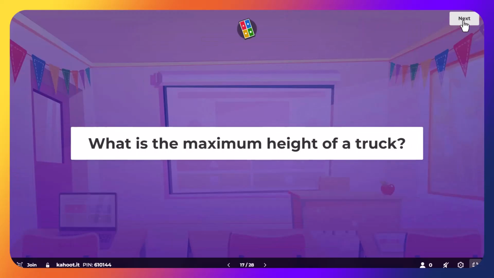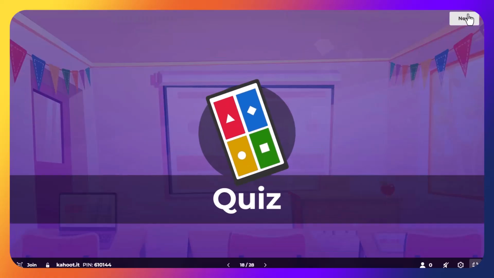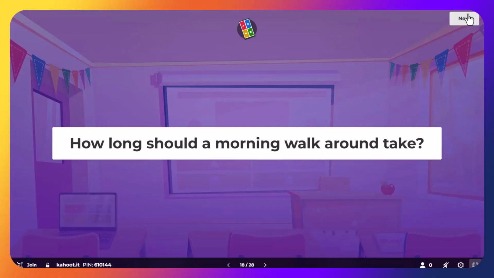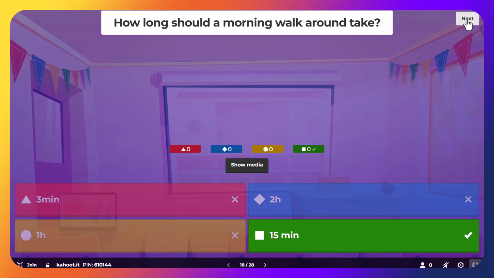What is the maximum height of a truck? 4.65. How long should a morning walk take? Around 10-15 minutes. There's no legal set time. I say recommendation 10 to 15 minutes, isn't it?